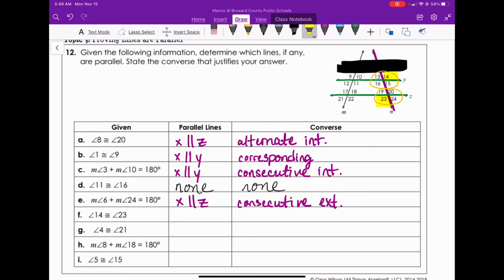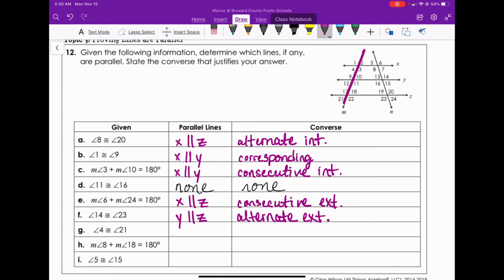However, 14 is on the right side of line N, which is the purple line, and angle 23 is on the left side of line N, which makes them alternate exterior angles, which are going to make line Y and line Z the parallel lines. Okay. All right. Angle 4 and angle 21. Angle 4 and angle 21 are both on line M. Angle 4 is on line X. Angle 21 is on line Z.